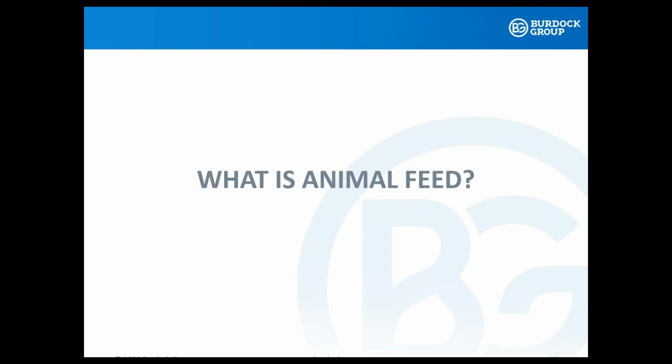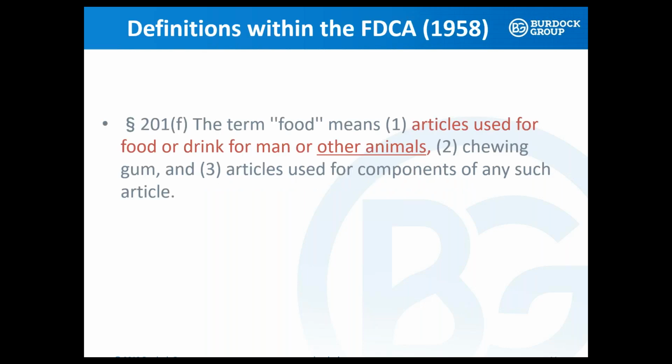Okay, so I guess we really got that regulatory overview. Let's move on. What is animal feed? Well, the term food means articles used for food or drink for man or other animals, chewing gum, and articles used for components of any such article. So animal feed is actually a subsection of food, and therefore food regulations apply to animal feed as well as human food.